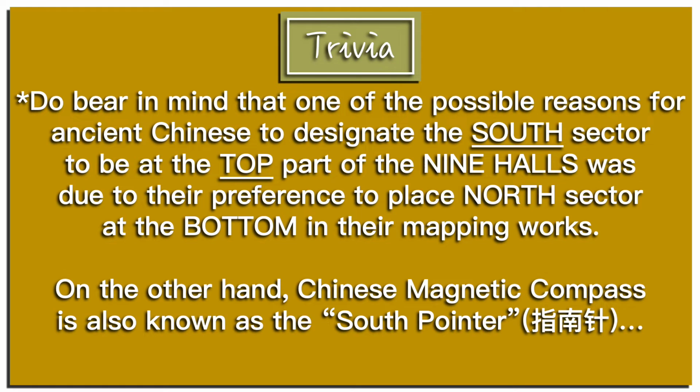Do bear in mind that one of the possible reasons for ancient Chinese to designate the south sector to be at the top part of the 9 halls was due to their preference to place north sector at the bottom in all their mapping works. On the other hand, Chinese magnetic compass is also known as the South Pointer.